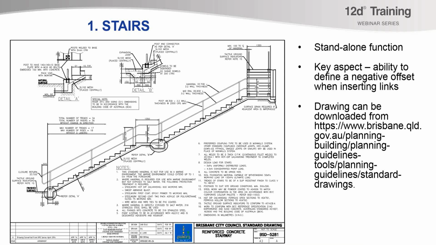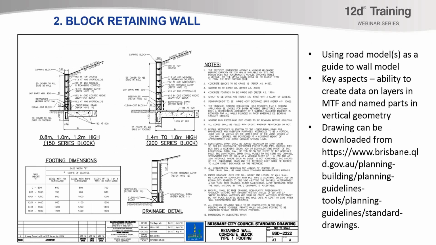The second one, starting to get a little bit more involved, is what happens when we need to throw in a block retaining wall. And in my particular example, it's sitting in between split level carriageways. So it's going to be sitting in median. And so I'm going to be using the information out of the road models. And the key things to look out for here, again, is this ability to create information on different layers. So I can model in the footings and the walls themselves in different layers.